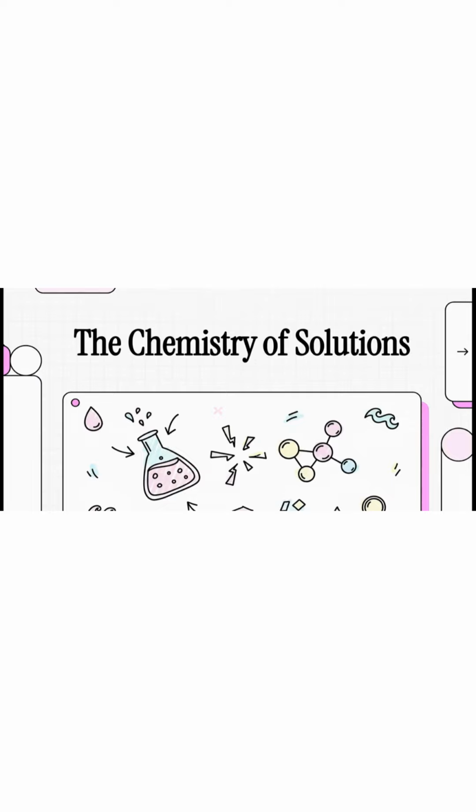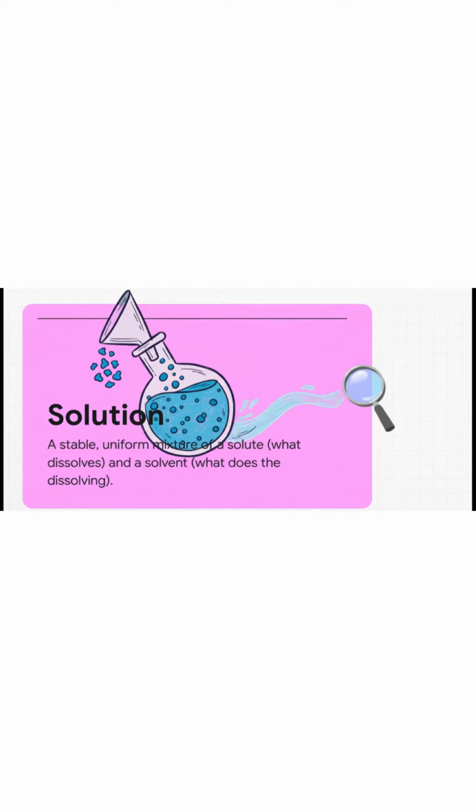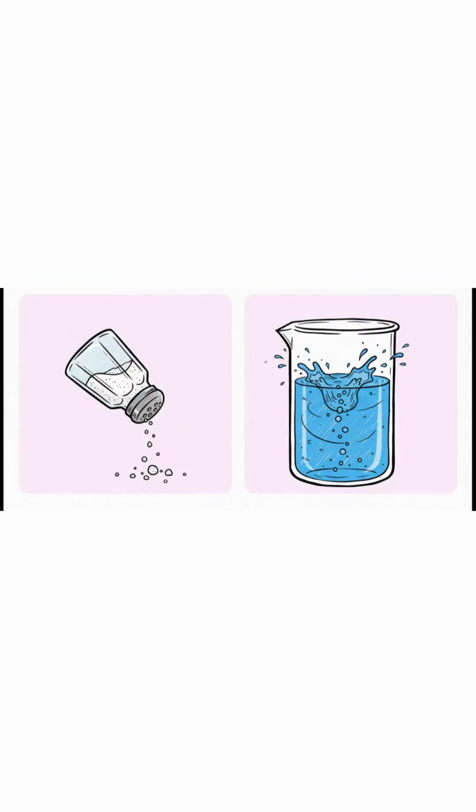All right, let's talk about the chemistry of solutions. It's way more than just mixing stuff. The answer? Well, it all lies in the science of solutions, and it's actually pretty cool. So first, what is a solution? Simply put, it's just a totally uniform mix. And every solution has two key players, the solute, which gets dissolved, and the solvent, which does the dissolving.